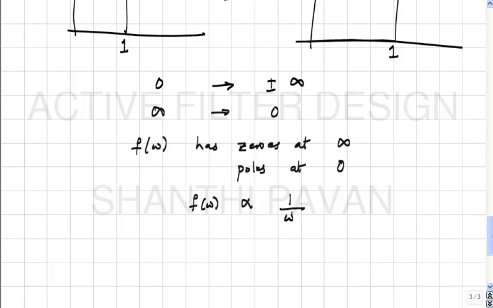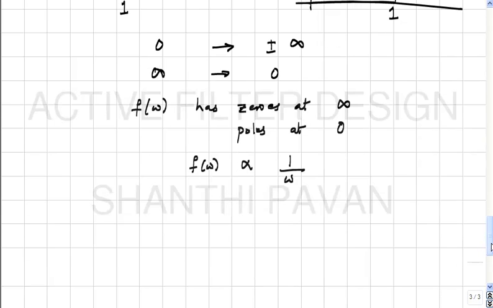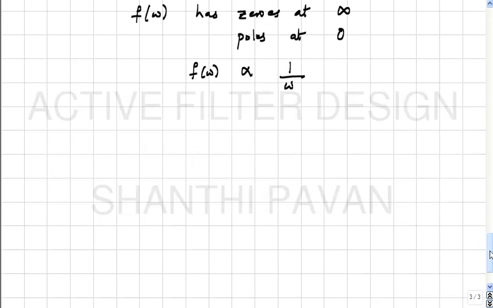Does it make sense? Alright, there may be other factors which we don't know what they are, but at least 1 by omega must be a part of the whole thing of f of omega. The rest of it should definitely not have any more real frequencies at which it either goes to 0 or infinity. Does it make sense?